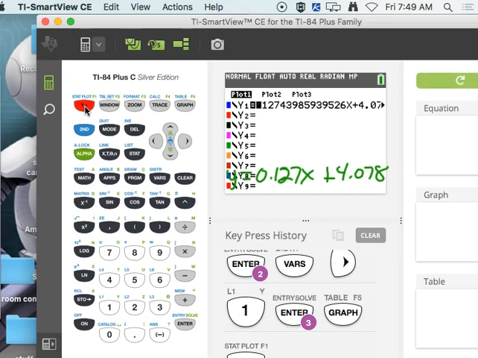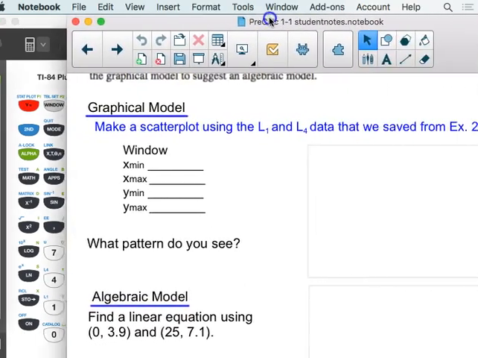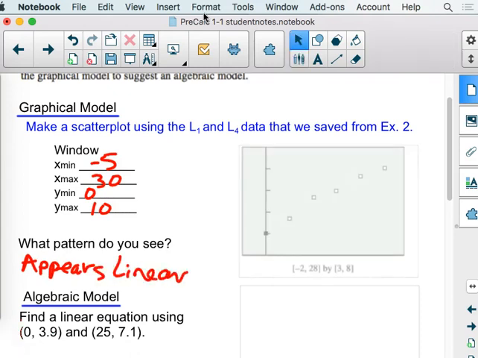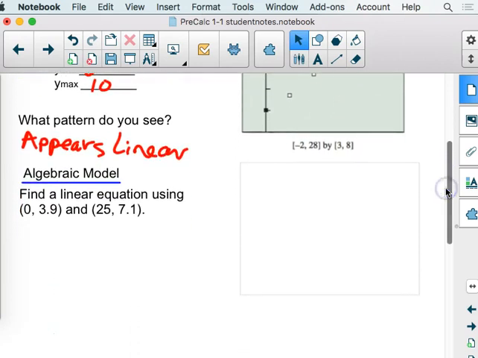All right, so that's our linear regression. We probably better write that down because it says, what pattern do you see? Well, it appeared to be linear. Oh gosh, what did we do? Like -5 to 30. And then 0 to 10 gave us a pretty good look. And this appears linear. And I ignored this. Here's why.